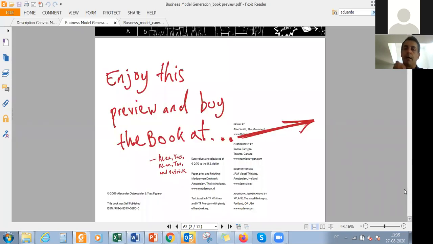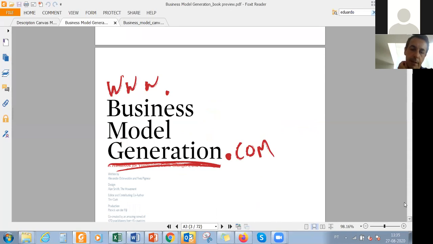So by this preview and by the book, well, it's the words of the authors. The book started in English, but nowadays it is in very different languages. We also have a translation to Portuguese, but you can certainly find it in many different languages. There's also a site with the same name that shows some additional resources and examples of use: businessmodelgeneration.com.